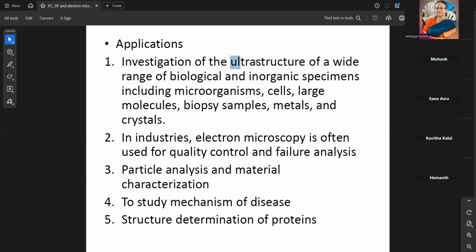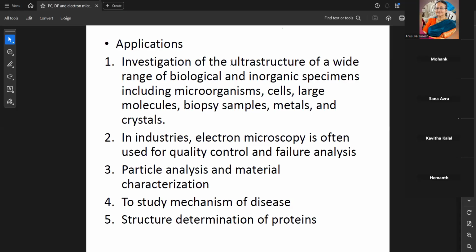If you want to study ultrastructure, the very detailed fine structure for microorganisms, different kinds of cells in the body, large molecules, biopsy samples, metals, crystals, for all this we use electron microscopy. You know that ultrastructure means you magnify the structure to a very high level and you study that in great detail. To study that, we cannot use our normal light microscopy or our dark field or phase contrast microscope. Then we have to go for the electron microscope.